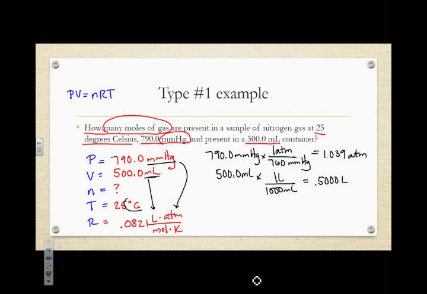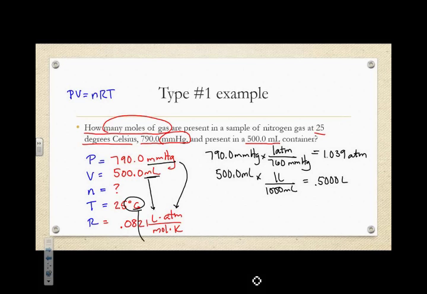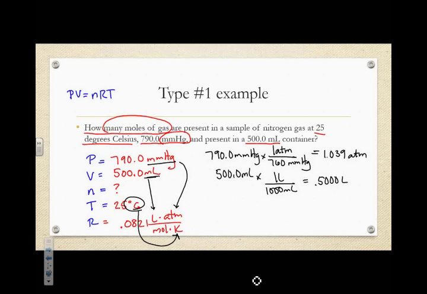Temperature is given to me in Celsius, but I need to have it in Kelvin, and in fact, anytime we do an ideal gas law problem of any kind, Celsius always gets converted to Kelvin. So Celsius to Kelvin is just 25 plus 273, and that gives me 298 Kelvin.